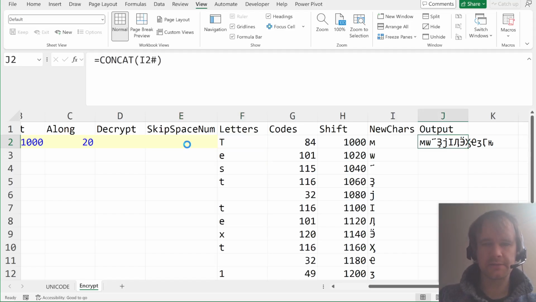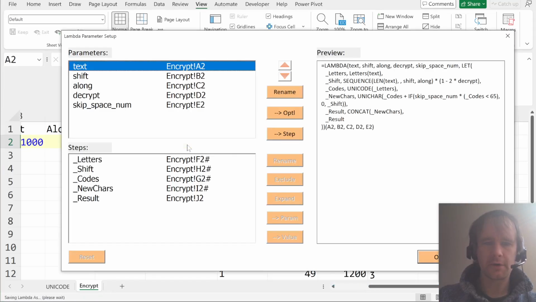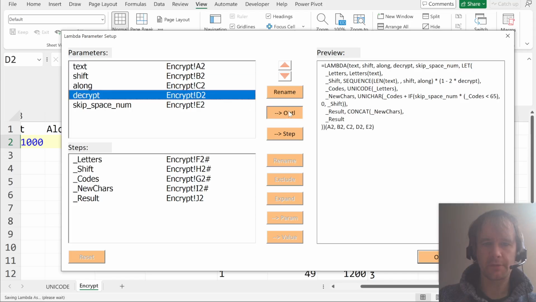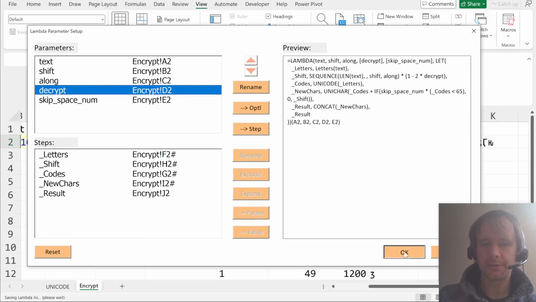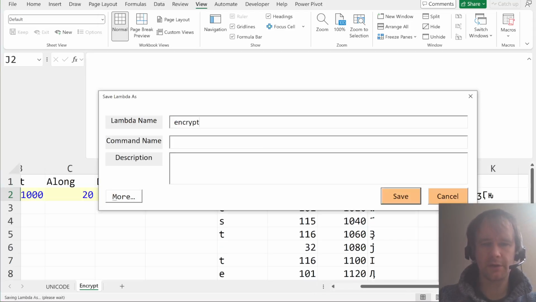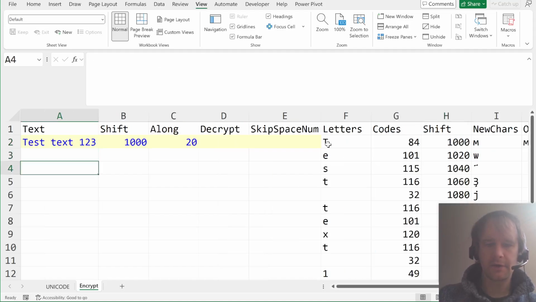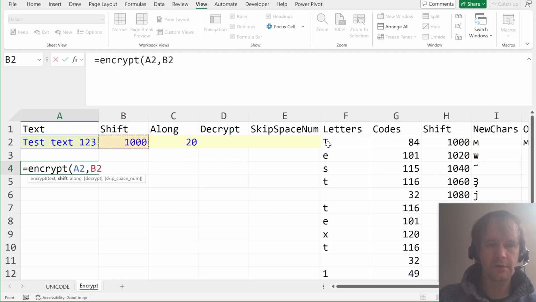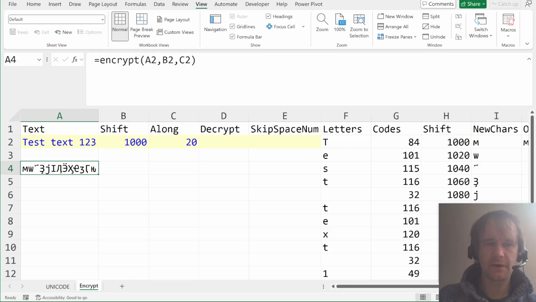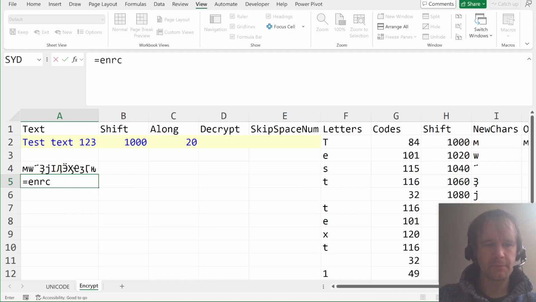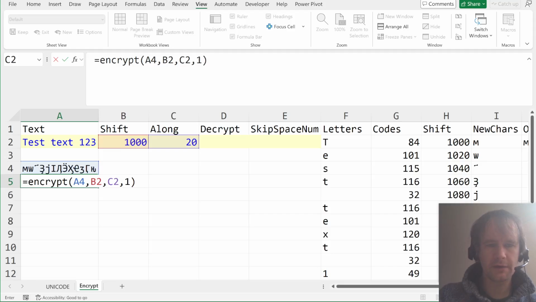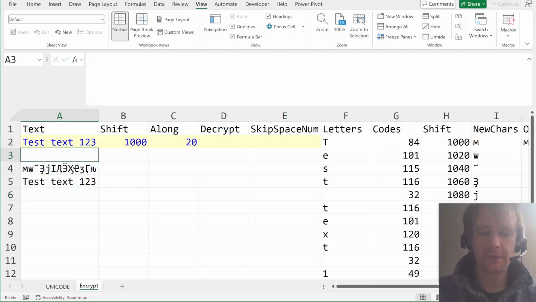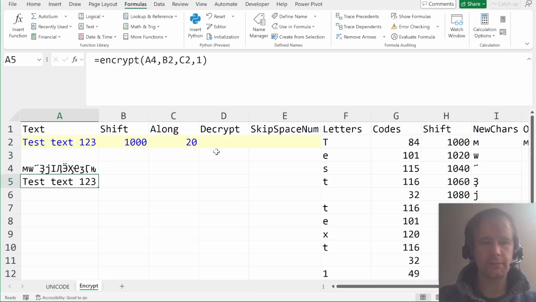Now let's save lambda as. And I'm going to call it encrypt, I guess. Oh, sorry, first I want to mark both of these as optional. And if I just mark the first one, it applies the same to the second one, which makes sense because you want all your optional stuff at the end, and I'll call that encrypt. And so now I can say encrypt of this with this shift and this along. And if I want to skip spaces, I can do that. And then I can decrypt, if I can spell it, this with this shift, this along, but now decrypt, and it gets me back my plain text. So now I've got two handy little lambdas that I can bring with me.